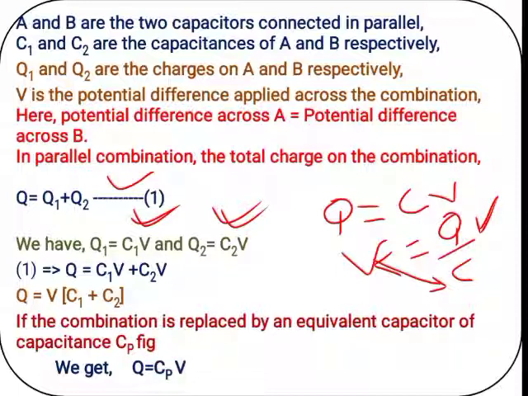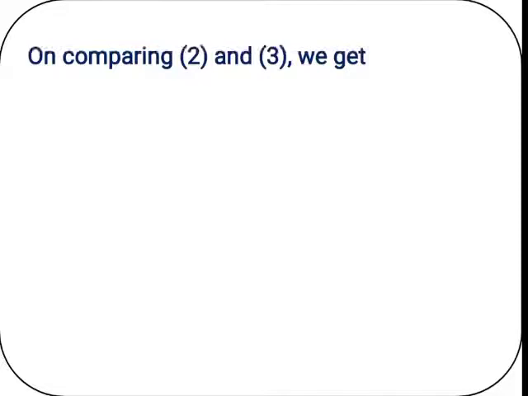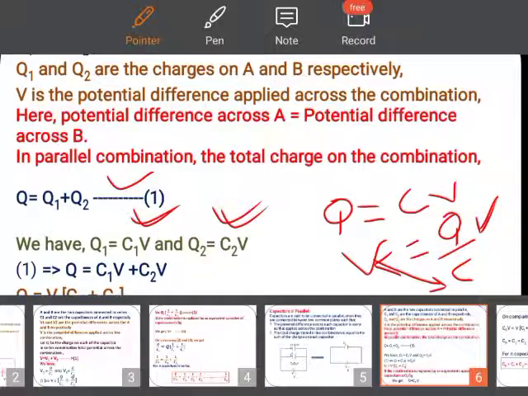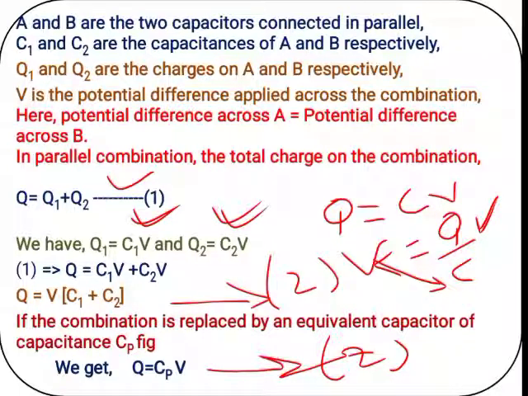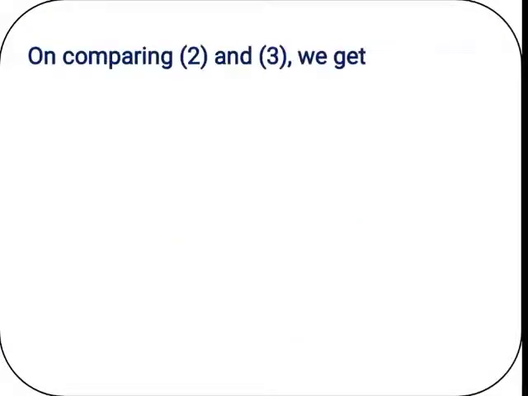So if we compare both the equations, this is equation number 2, and this is equation number 3. So suppose if we compare equation 2 and equation 3, we get Cp V is equal to V into C1 plus C2.